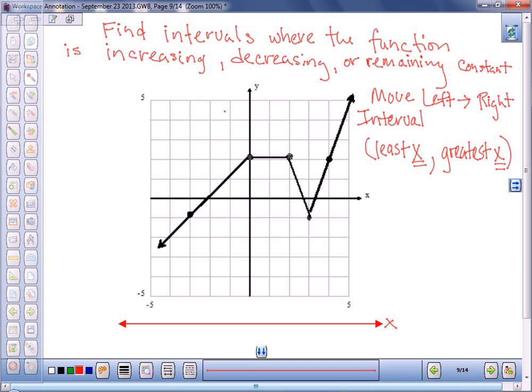So what I've done here, down here at the bottom, is I've drawn in an x-axis. And because this graph goes forever this direction, it goes to negative infinity, and it goes forever that direction, it goes to positive infinity.